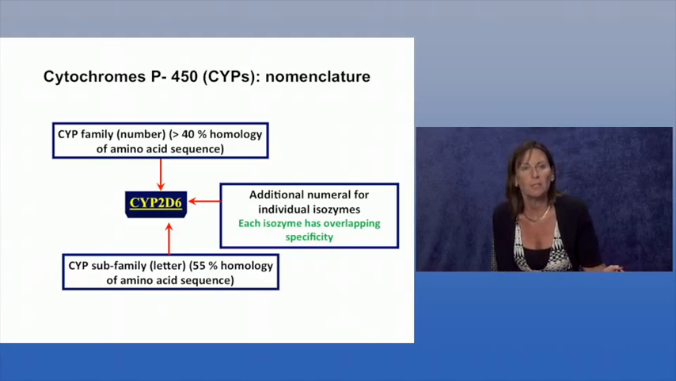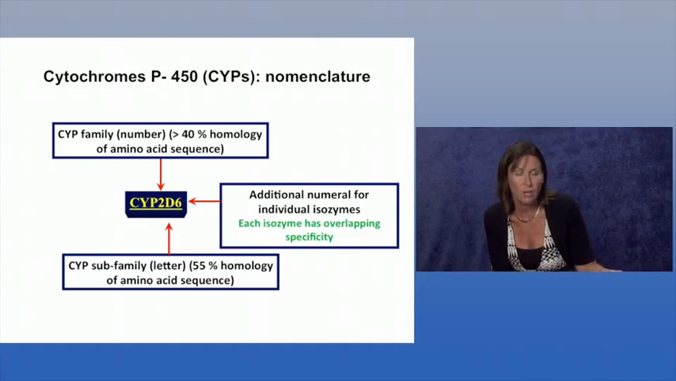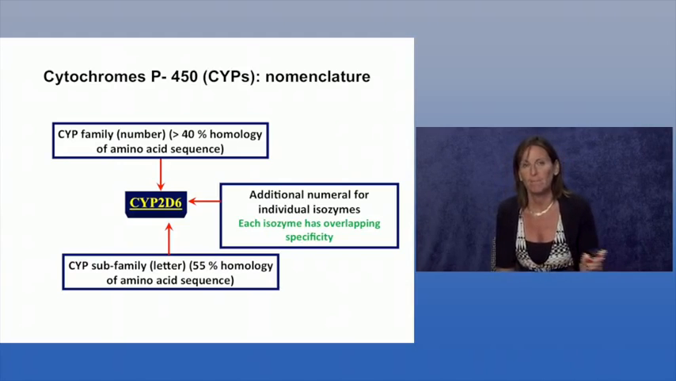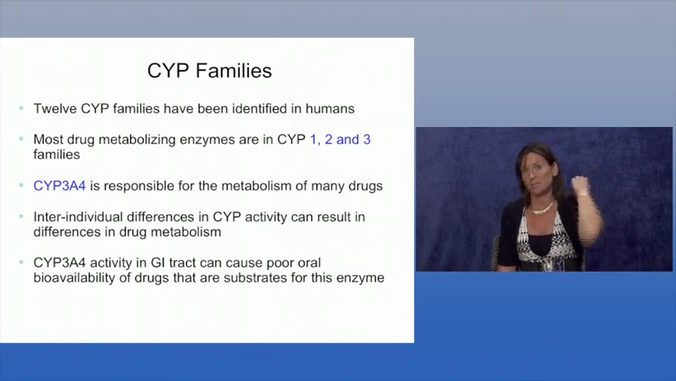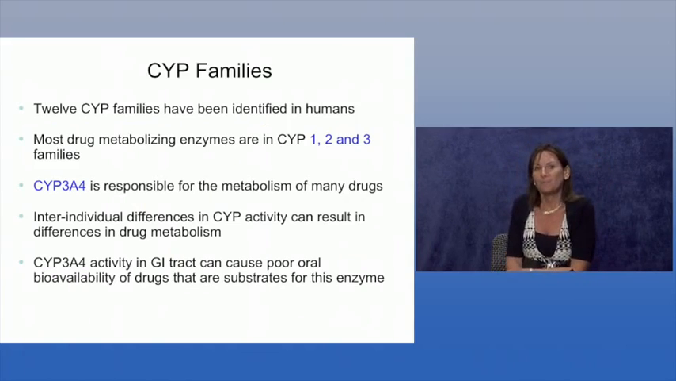So this is where the nomenclature comes from. CYP2D6 is an example of a cytochrome P450 enzyme that is responsible for the metabolism of a very large number of drugs that we use in everyday clinical practice. In all, there are 12 CYP families that have been identified in humans. The likelihood is that there are more that have yet to be identified.